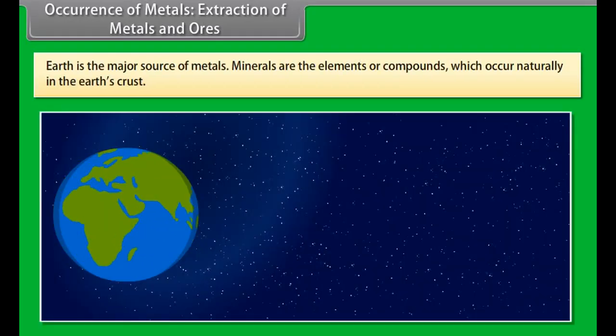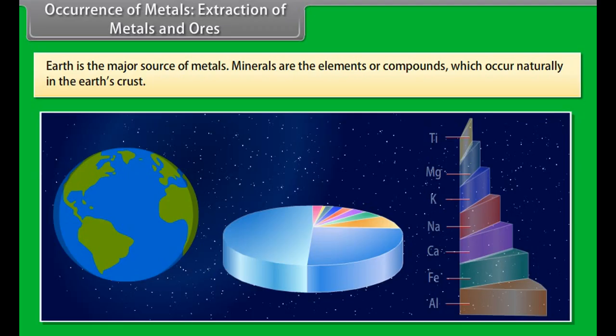Occurrence of metals. Extraction of metals and ores. Earth is the major source of metals. However, seawater also contains some soluble salts.